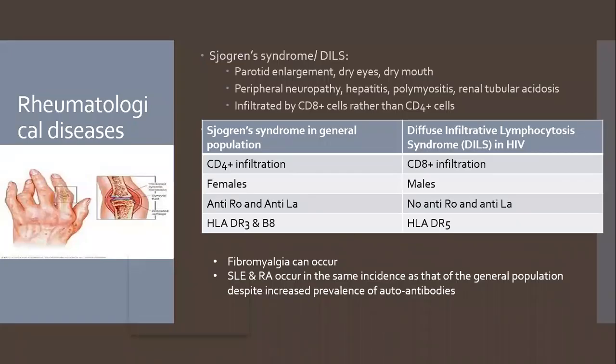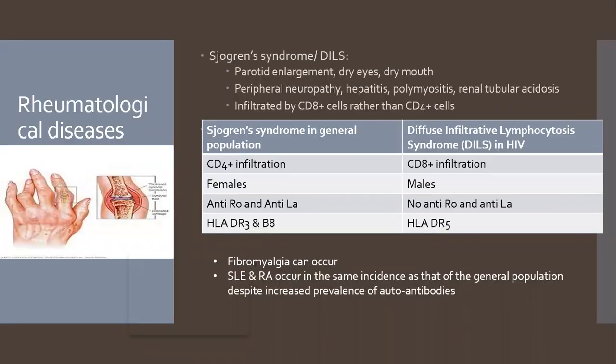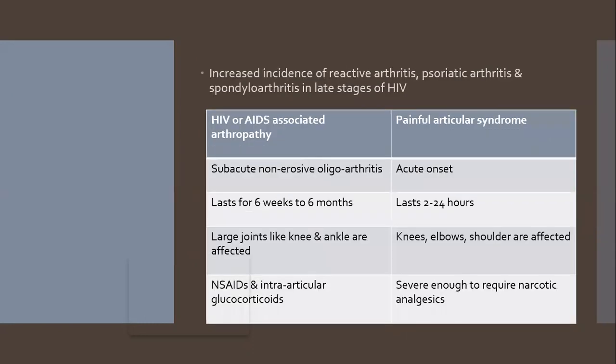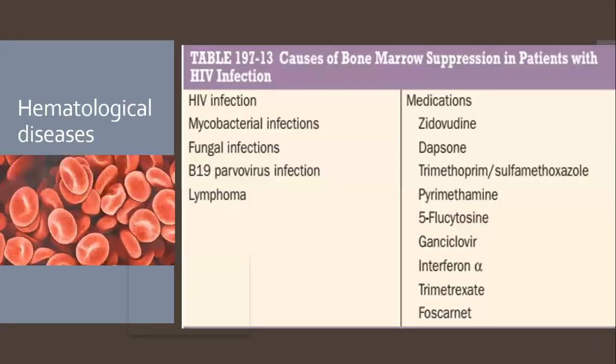Rheumatological disease also, it is not very important for you. Remember one disease, Sjogren's disease is common in HIV, but the Sjogren's disease that occurs in HIV, we call it diffuse infiltrative lymphocytosis syndrome. Nothing much. HIV can cause two forms of joint pain. One, HIV arthropathy, which I already told you, which is subacute, or painful articular syndrome, which is again due to HIV infection itself. It is due to acute. Don't read much. Septic arthritis can occur due to secondary infections. Some drugs can cause osteonecrosis.